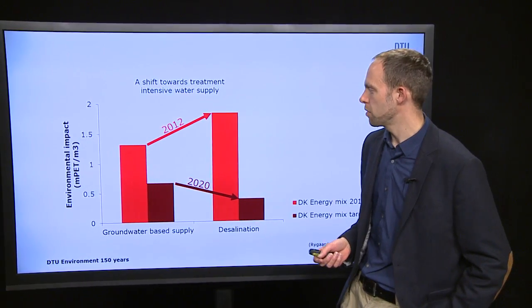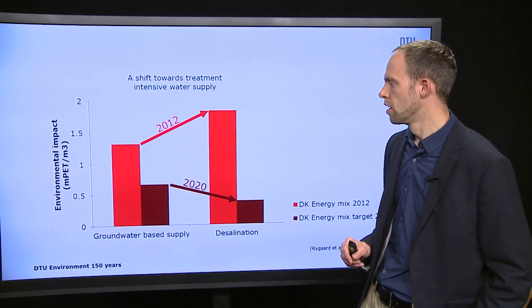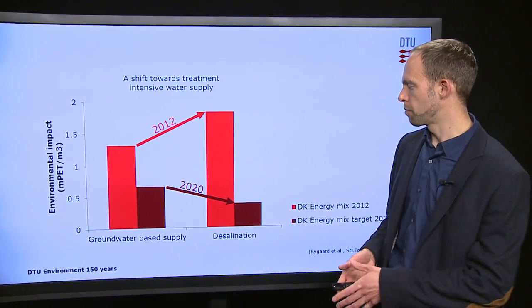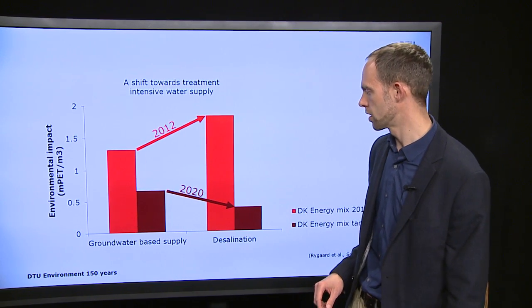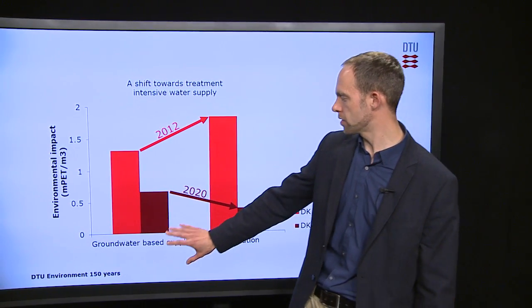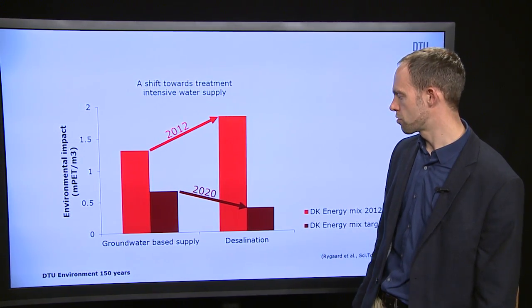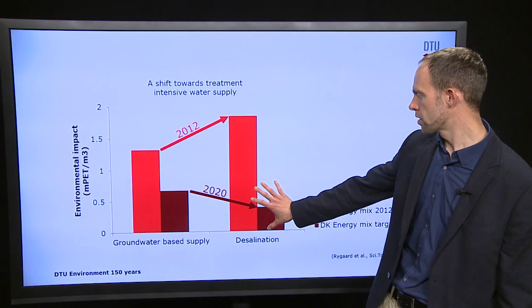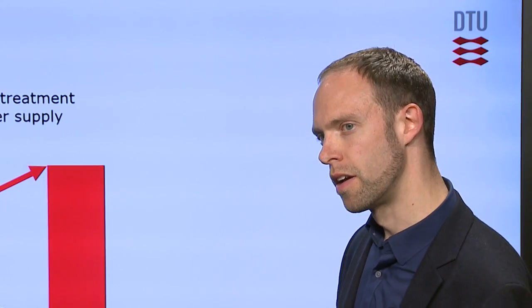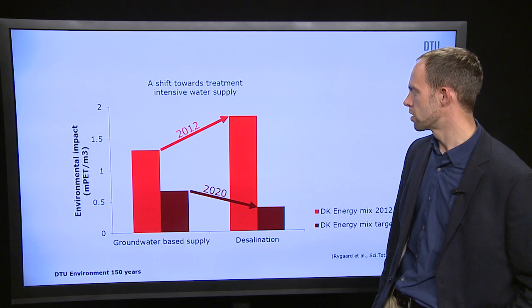Another example of the importance of these drinking water quality issues is seen here, where we compare two different scenarios for water supply systems in Denmark. One that is based on groundwater, as it is today, with simple groundwater treatment, hard groundwater provided as drinking water, compared to desalination, where we can make an optimized drinking water quality.